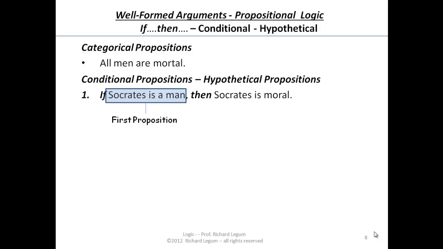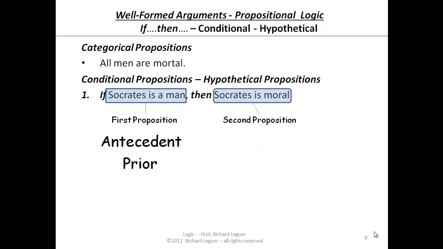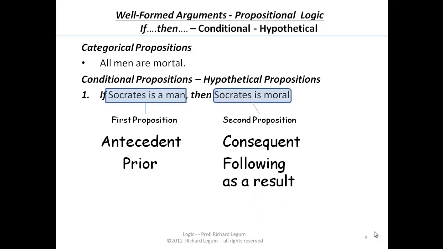When you have an if-then statement, the first proposition, the thing that comes after the if, is called the antecedent. Antecedent comes from the prefix ante, meaning prior. It's the thing prior to the then. It's the first one. Now the second proposition is known as the consequent. Consequent, following as a result.